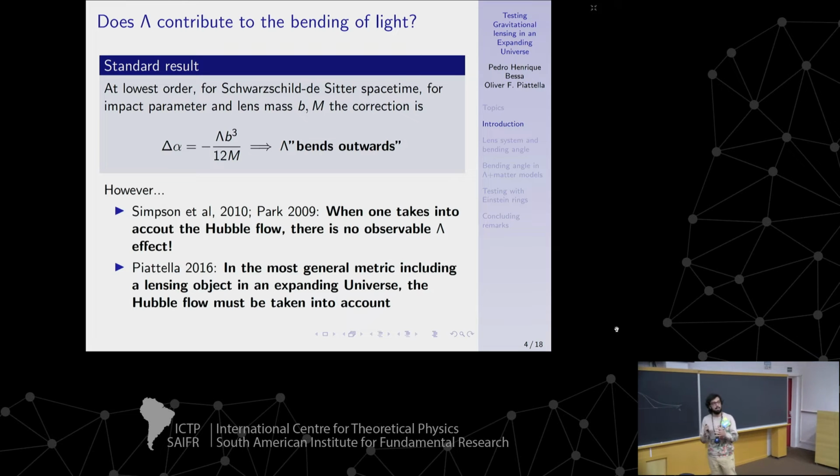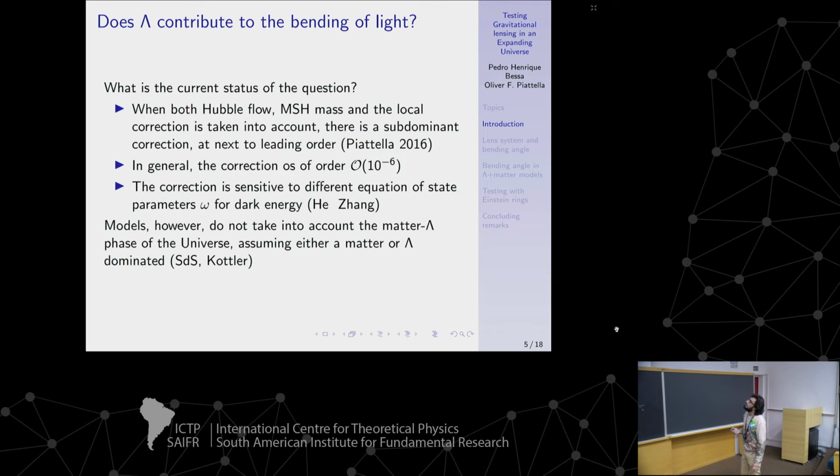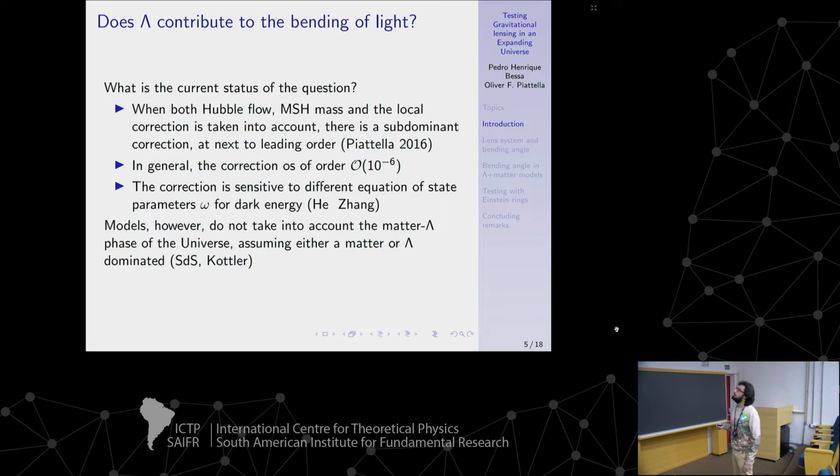And this already makes it a proper way to define the role of the observer, because you can, in this metric, properly change the frame in which you're measuring the expansion of the universe, and also observing the lens effect, right? So the current status is when you take into account the Hubble flow, and you define the mass of the object properly, there is a subdominant correction at next to leading order.